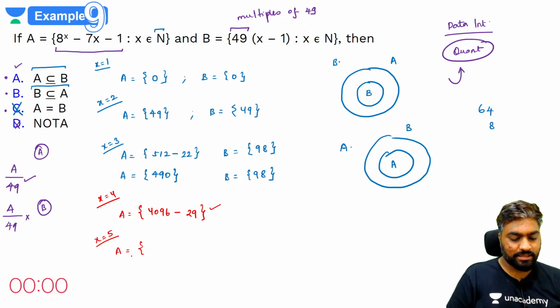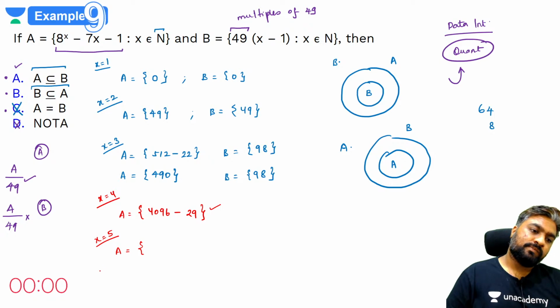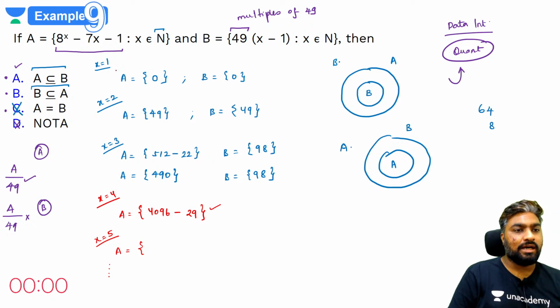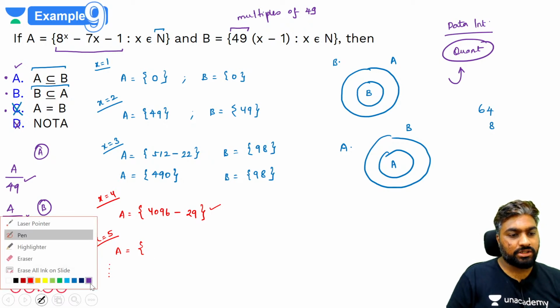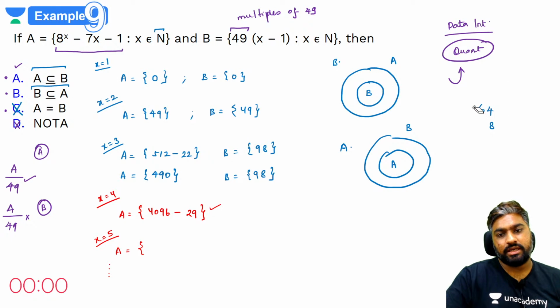4096 into 8, 32,768 minus 35 minus 36, you have 32,732. This is also divisible by 49. So for most values of x, the values that you are getting here are divisible by 49. Correct? Or you could try using algebra.